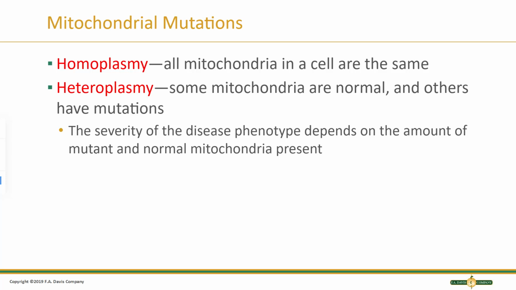Homoplasmy, all mitochondria in the cell are the same. Heteroplasmy, some mitochondria are normal and others have mutations. The severity of the disease phenotype depends on the amount of mutant and normal mitochondria present. So mitochondria replicate independent of the cell. So if you have normal and abnormal mitochondria, the rate of replication of each one of those can determine the outcome of the disease.